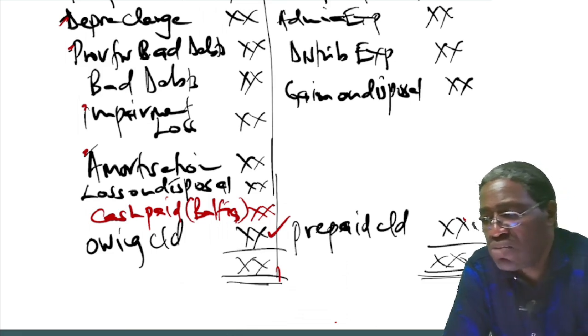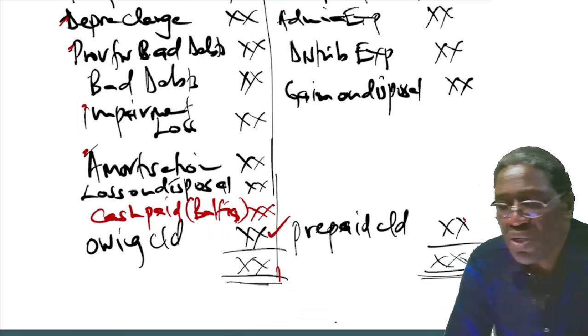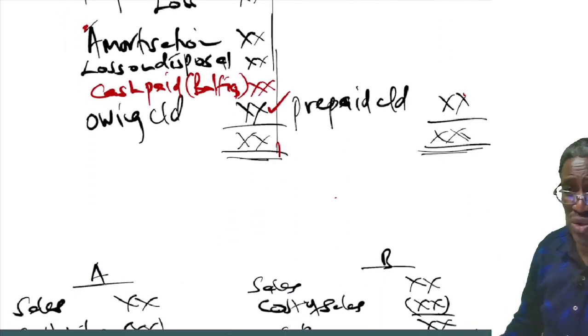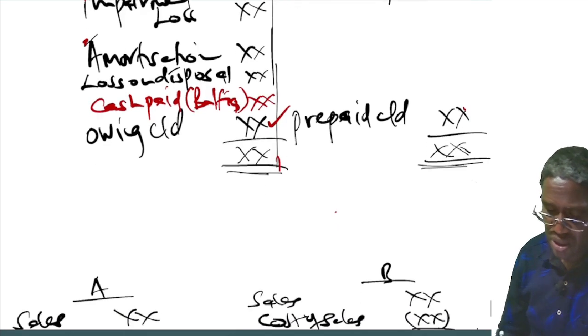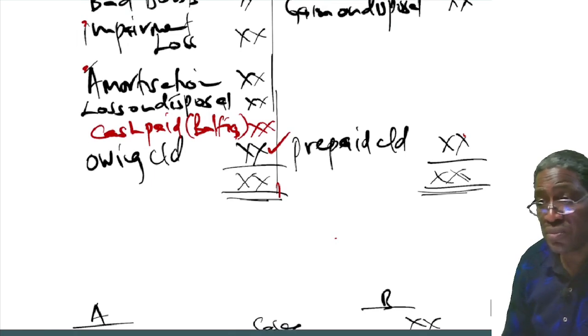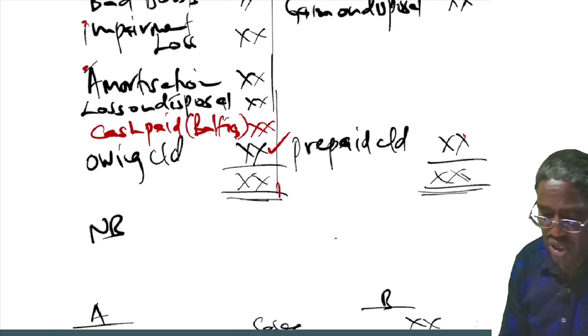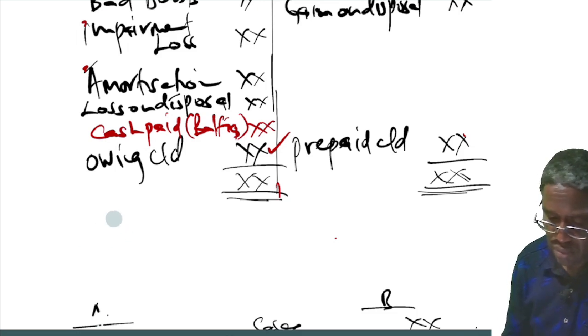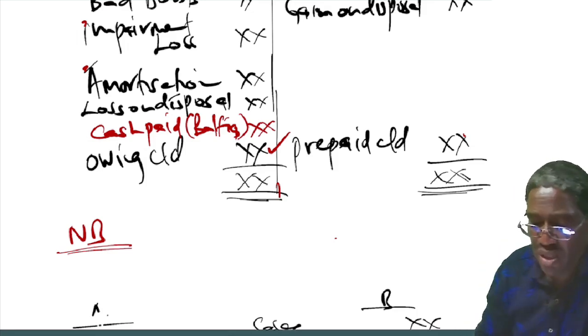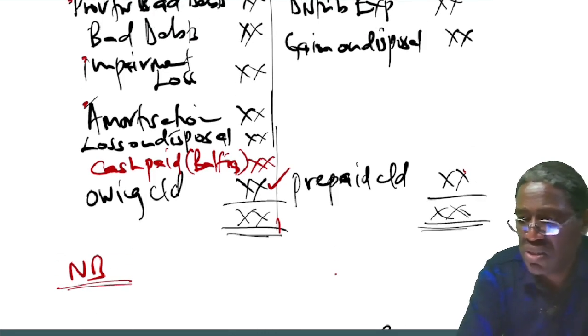Okay, thank you. At least most people have finished. Now, we want to put down a small NB because of that gain or loss on disposal. So, write below the account, NB, if you are through with the copying. Then you say this.